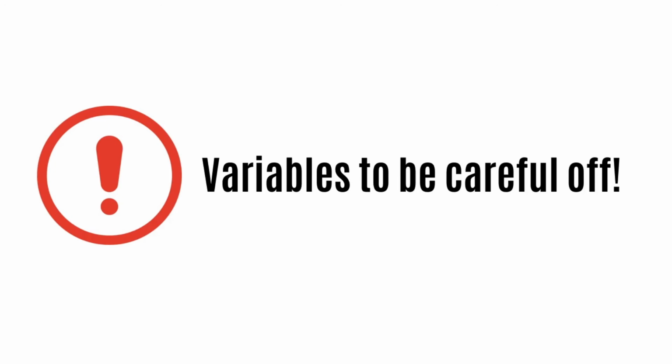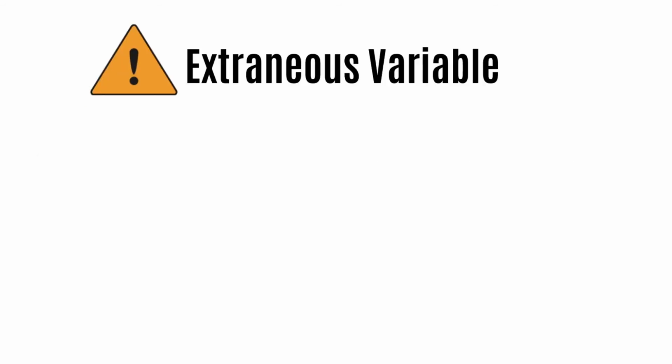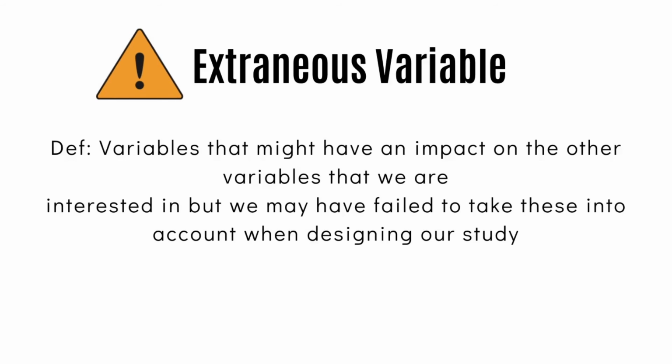Now we have to be careful of a specific type of variable that is referred to as the extraneous variable. Extraneous variables can be defined as variables that might have an impact on the other variables that we are interested in, but we may have failed to take these into account when we were designing our studies. This can be very dangerous because it can mess up the whole study in terms of the interpretations that we make at the end.